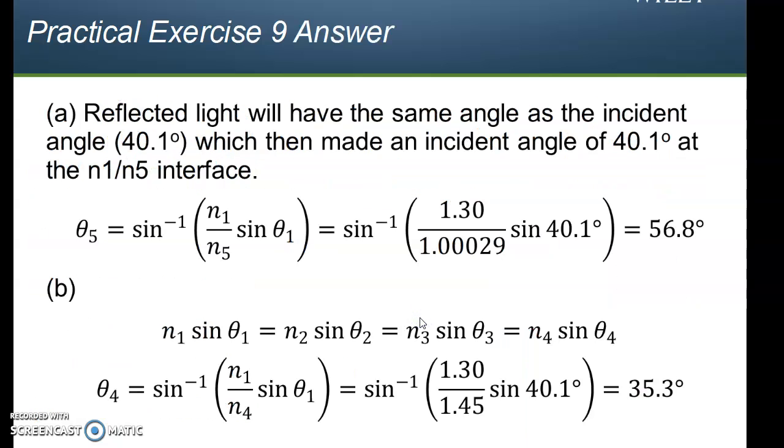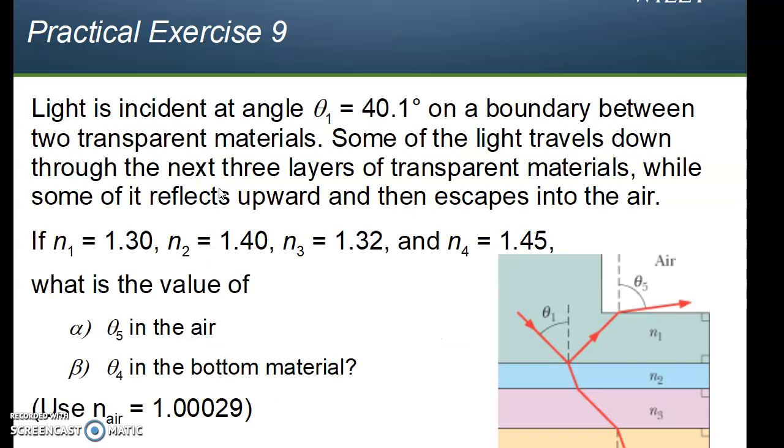So reflected light will have the same angle as the incident angle, 40.1 degrees, which then makes an incident angle of 40.1 degrees at this N1, N5 interface, right? Right back up here. So this angle and this angle are the same, and so it's going to be reflected down in this manner.